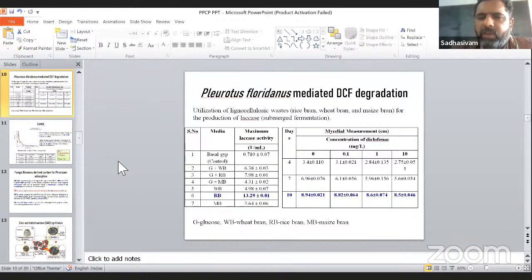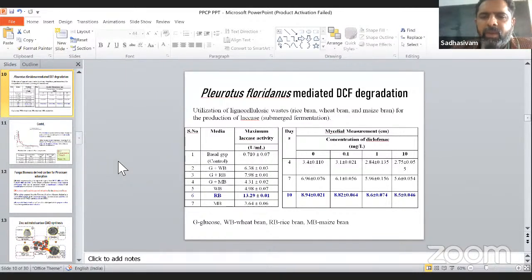Here they use the same logic: they grow the fungi in culture media abundant with lignocellulosic waste to enhance laccase production. Once they achieve the enhanced laccase production, it is easy to apply it for diclofenac degradation. The table says that among the different lignocellulosic components, rice bran is used to enhance laccase production to a considerable amount, like 13 units per ml. That's a very good number.